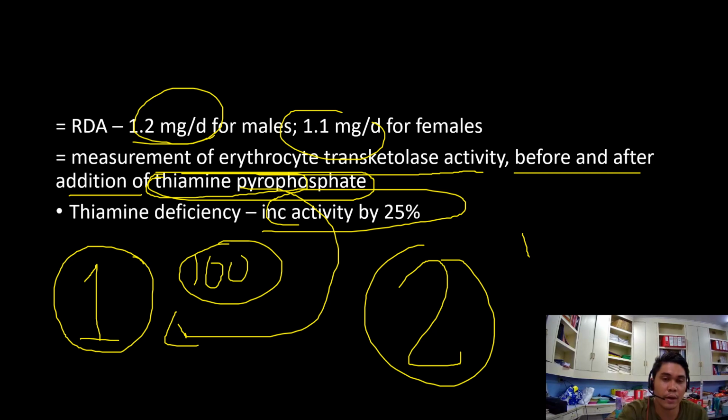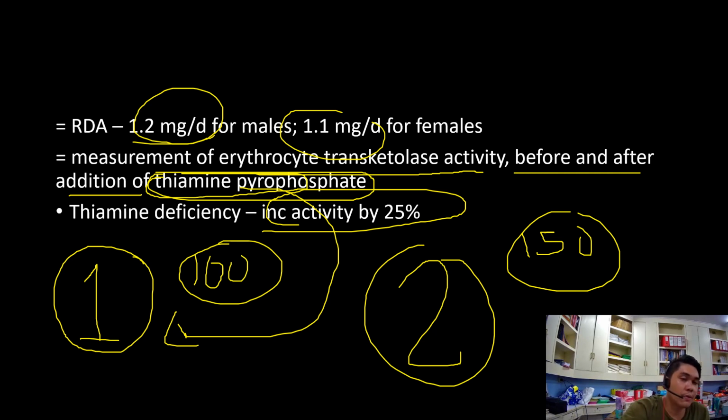So for example, you have 150. Okay. So 150, that's 50% increase. Okay. So this means the patient has thiamine deficiency because the vitamin B1 is the cofactor of erythrocyte transketolase. So you have decreased thiamine, decreased activity of erythrocyte transketolase.